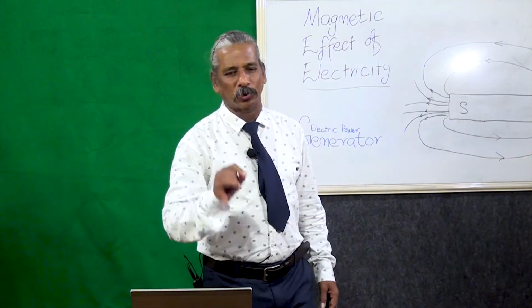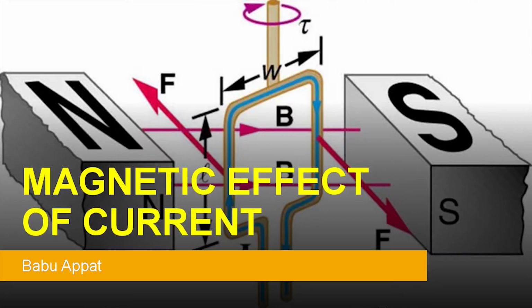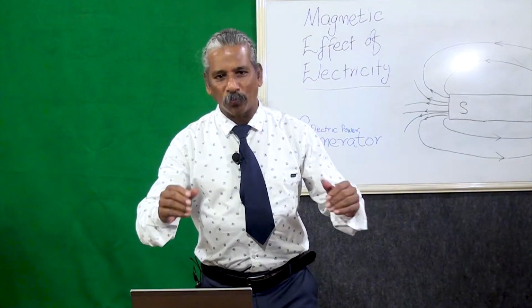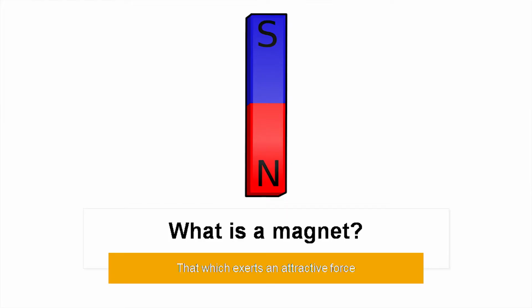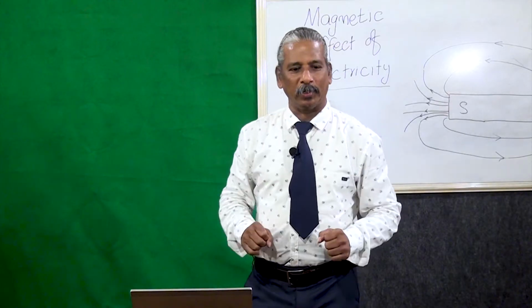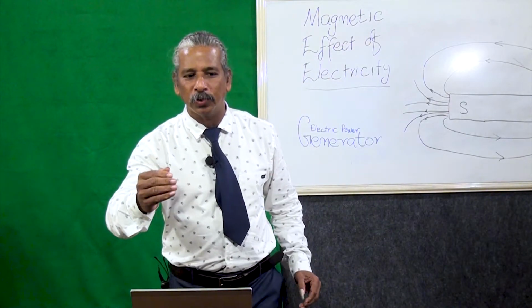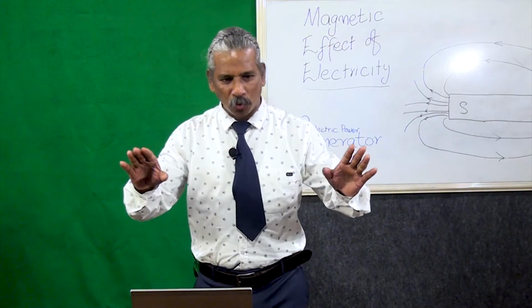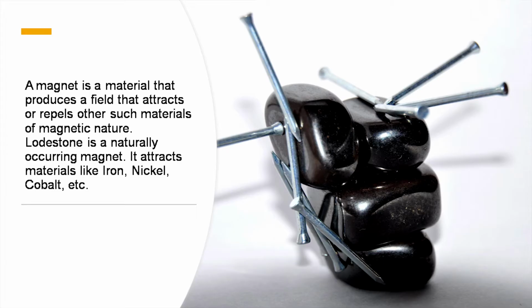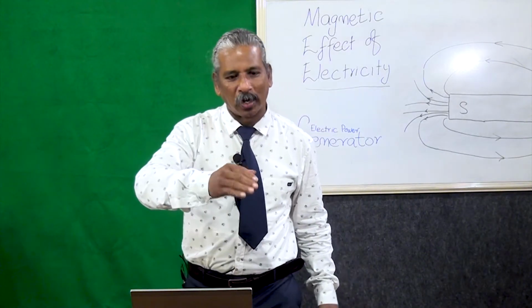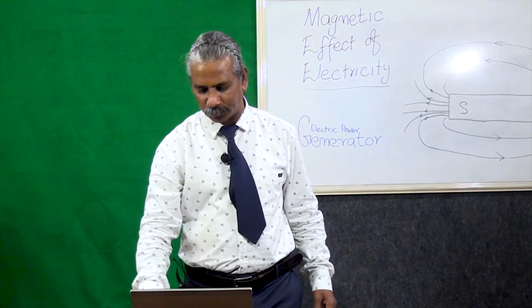Welcome to a discussion on magnetic effect of current. We'll define what a magnet is first. That which attracts other materials, congenial materials, is called a magnet. A magnet is a material that produces a field that attracts or repels other such materials of magnetic nature. Lodestone is a naturally occurring magnet. It attracts materials like iron, nickel, cobalt, etc.